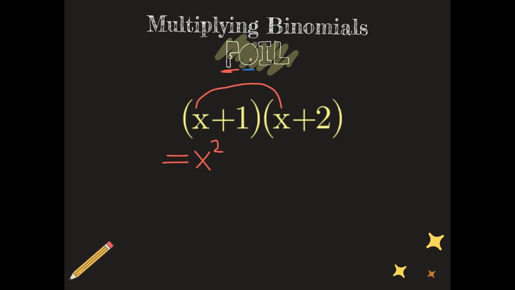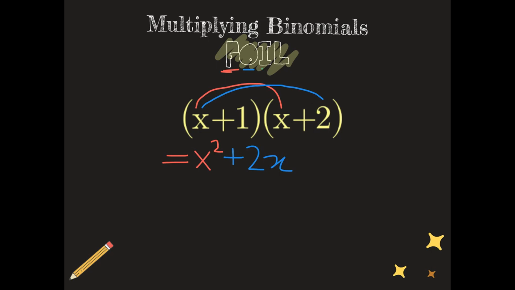The O in FOIL stands for outer. And I'm just going to show all the arrows up here. So you're multiplying the two numbers that are on the outside, as far away from the center as possible. So you're going to be multiplying the x times the 2. That's going to give me a positive 2x.